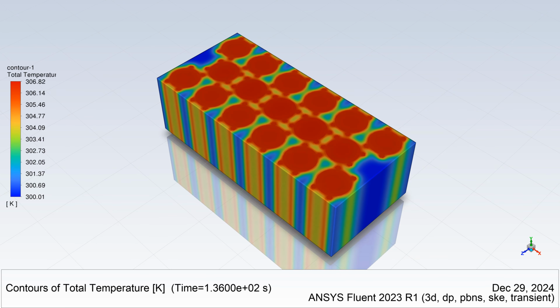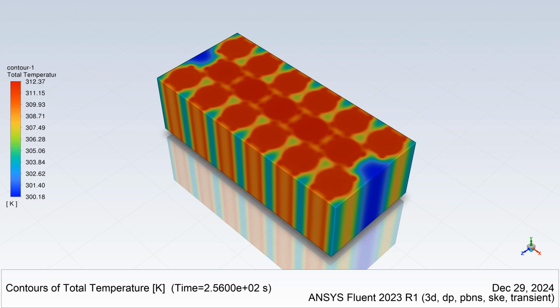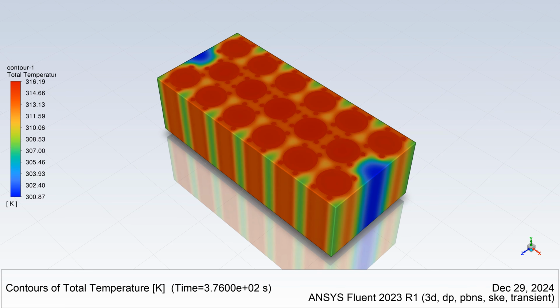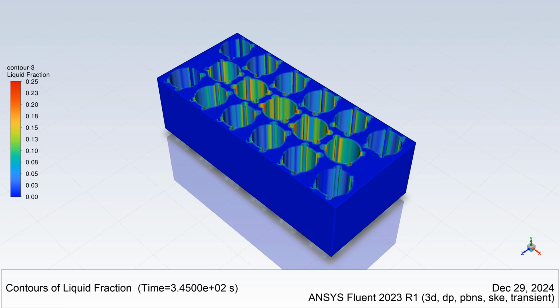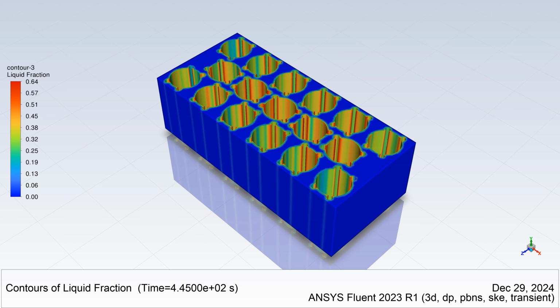This shows the total temperature of the system. You can see the heat has been dissipated to the PCM from the cell. This image shows you the contours of liquid fraction. Right now we are not able to see it, but after some flow time of 300 seconds you will be able to see the liquid fraction.